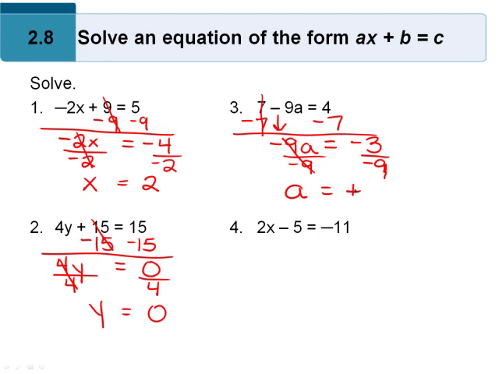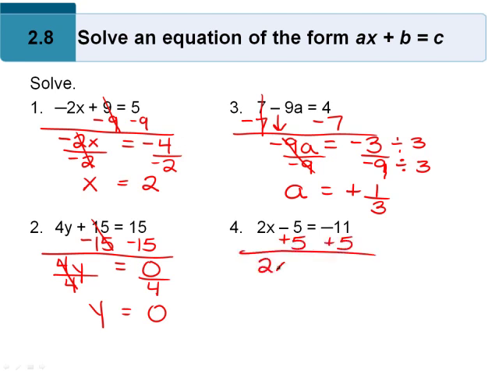So I'm just going to write the sign there. You don't have to. It's understood to be positive. Now, 3 over 9, we can reduce the top and the bottom by 3, and that will give us a positive 1/3. All right, now let's look at number 4. 2x minus 5 equals negative 11. So don't mess with the 2x, get rid of that negative 5. So we're going to add 5 to both sides.